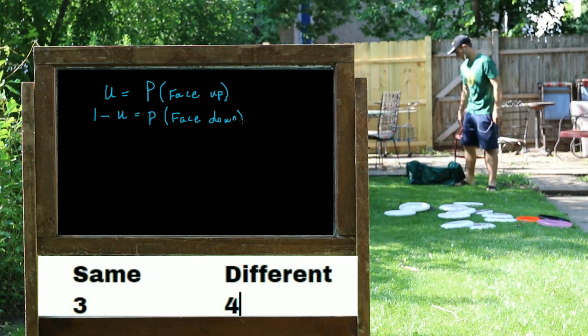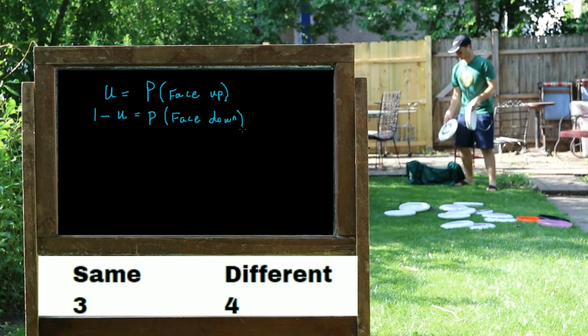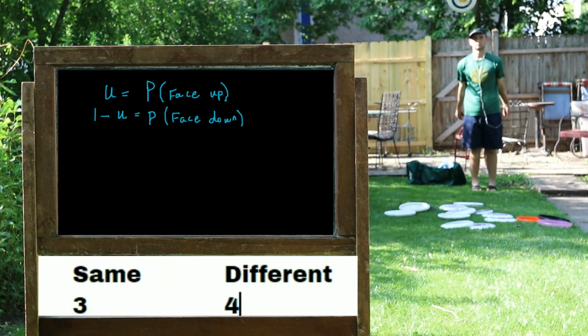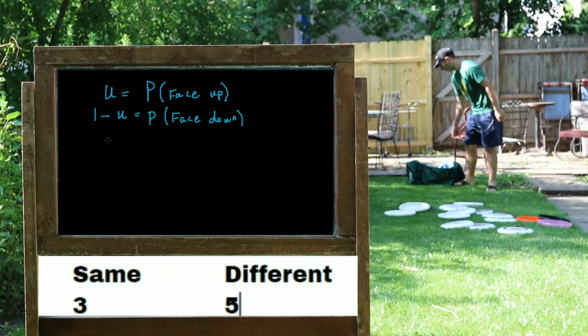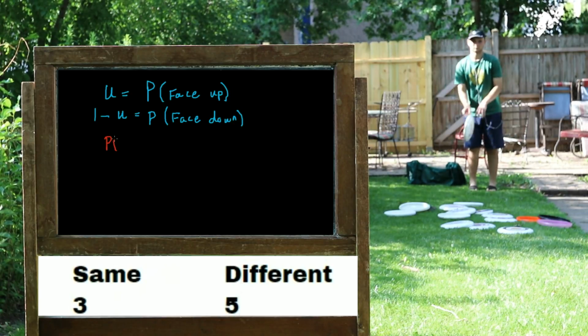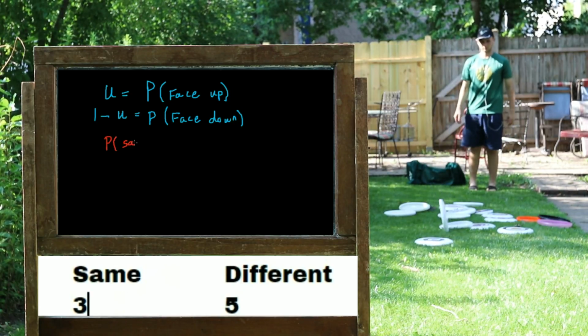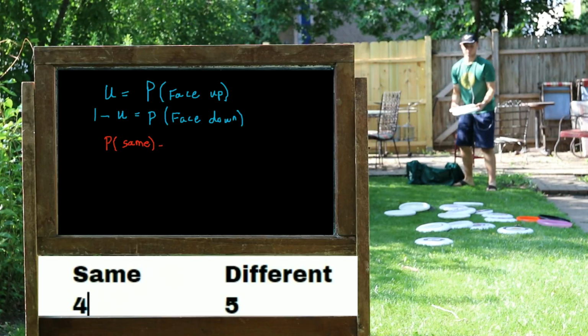Now to begin, we're going to say that u is the probability of it landing face up, and 1 minus u is then going to be the probability of it landing face down. Because when you add the two together, you're obviously going to have a probability of 1 because it has to be face up or face down.